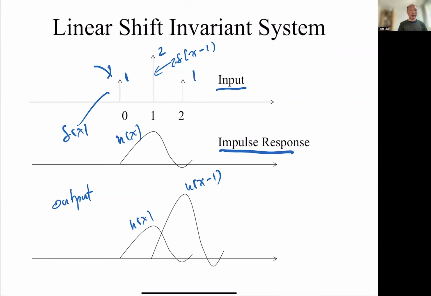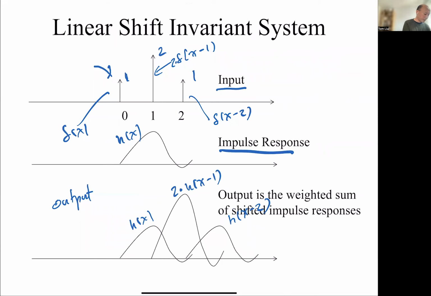So that's shift invariance. We multiply the input by 2, so we multiply the output by 2. That's the scaling property of linearity. And then the last part is this, delta of x minus 2. So that's going to give me an output h of x minus 2. Oh, sorry, this should be 2 times that, 2 times h of x minus 1. And then if we sum up all this stuff and get something like this, then the output would be the sum of all those weighted and shifted impulse responses.